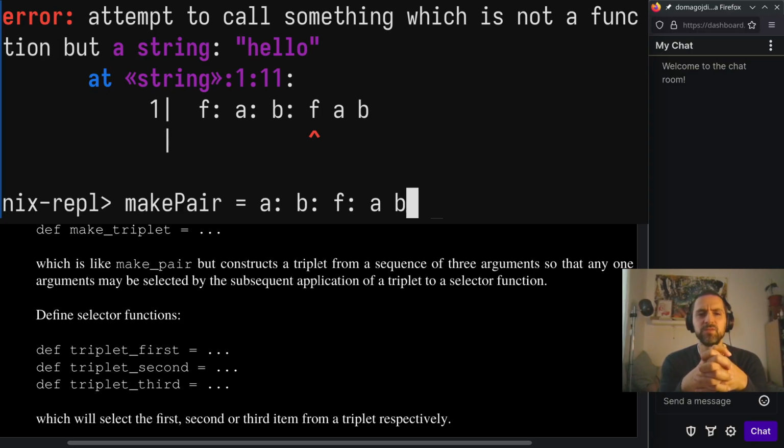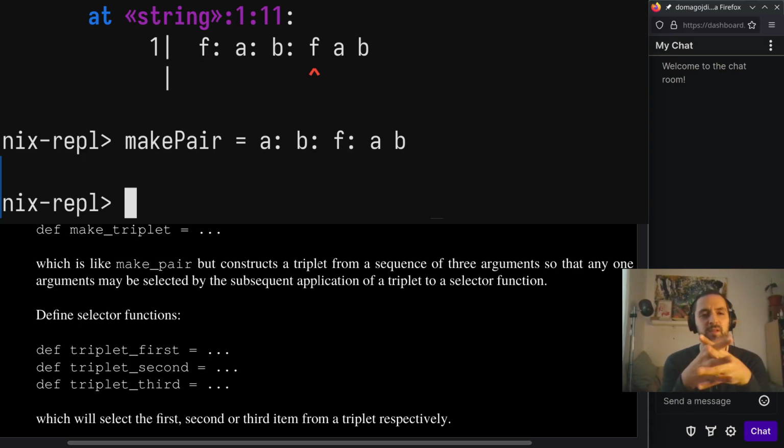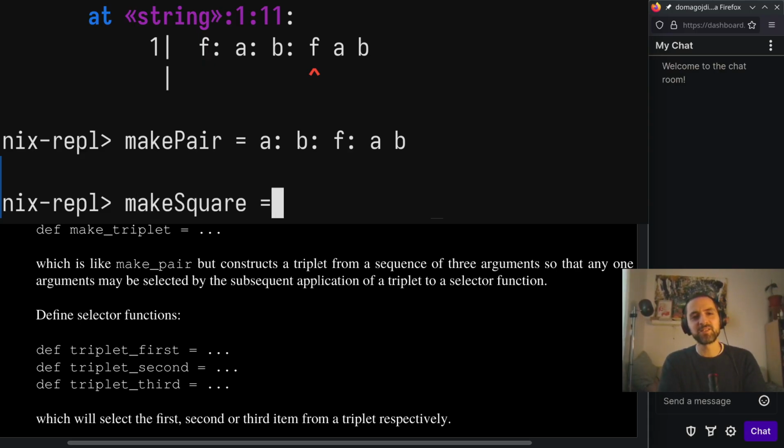Wait a second, could you do make square? Yeah, I guess you could do this. Actually, this is kind of make square. Look at this, make, okay, I'm just trying out. Make square is a, b, f. No, let's do make square a, f.